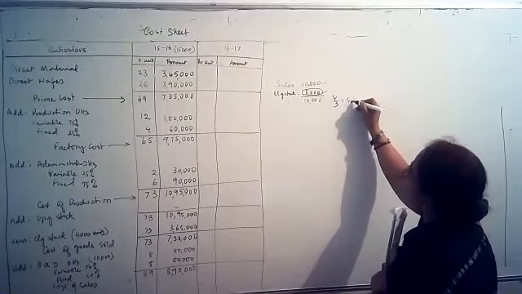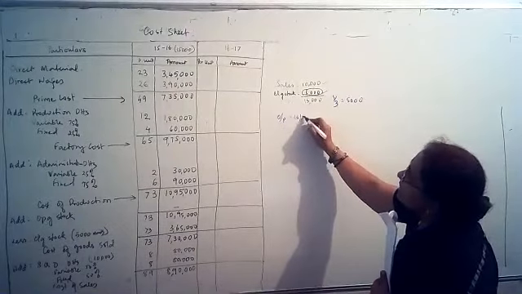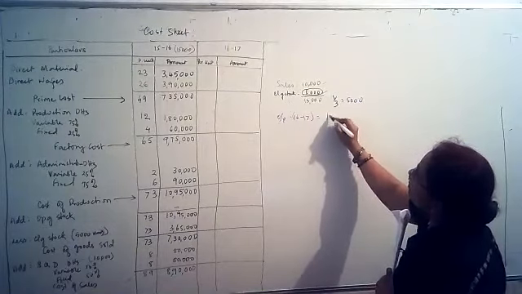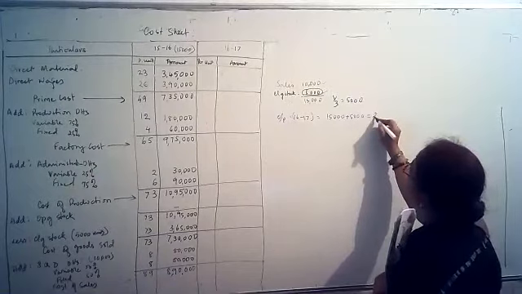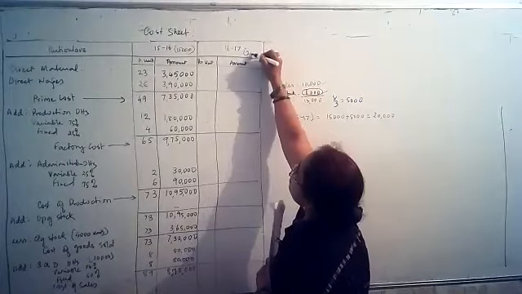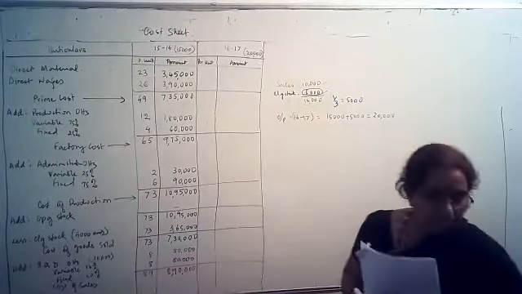1/3 is 5,000. So now my output for the 16-17 year is equal to 15,000 plus 5,000. So this is equal to 20,000. So you write down here in brackets, 20,000 units is produced in 16-17.